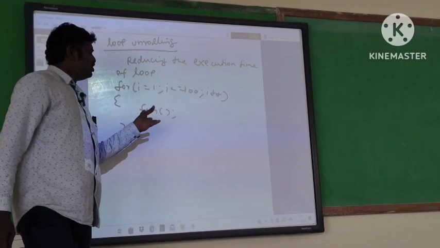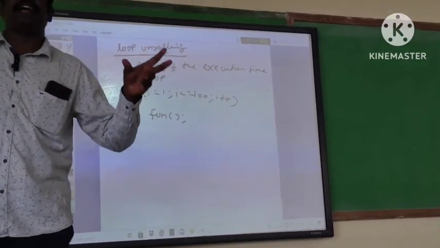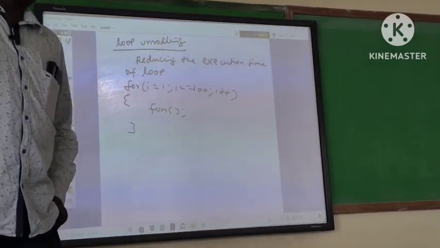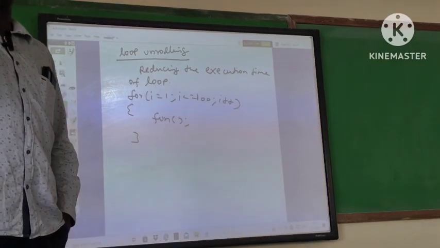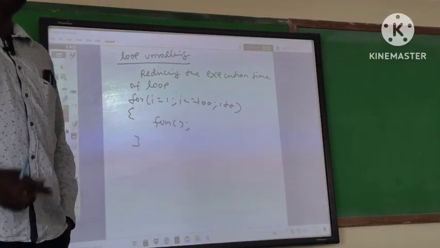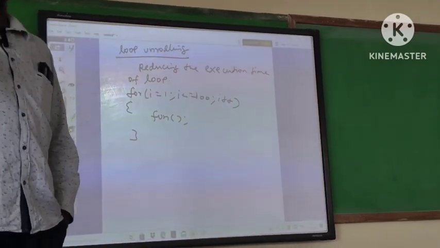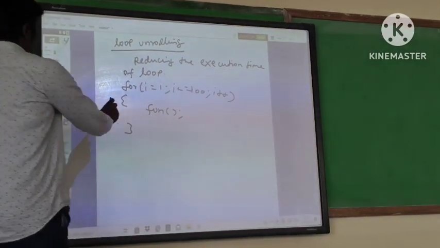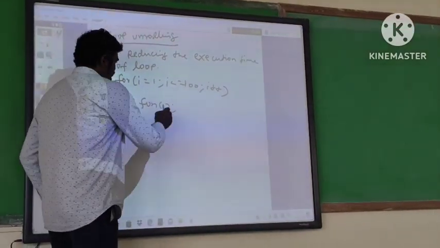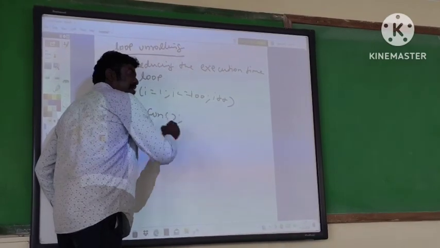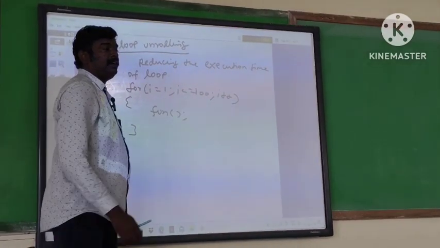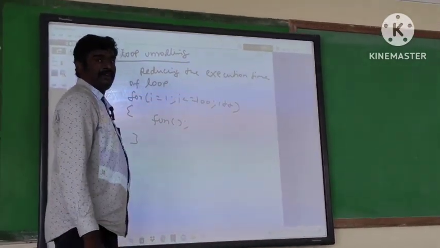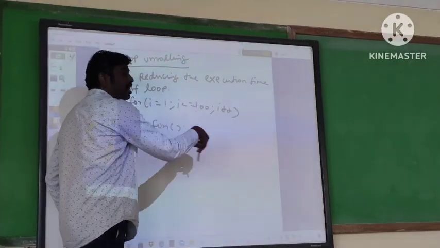This is not actually a real function. It is called a hypothetical function. Hypothetical function means a namesake. I'm using a function, but it doesn't actually perform anything. Okay. For explaining the concept, I'm using this fun function. Now, obviously, this call will be executed how many times? 100 times. Are you able to understand? That means this loop executes 100 times.